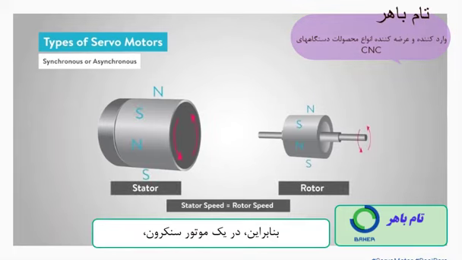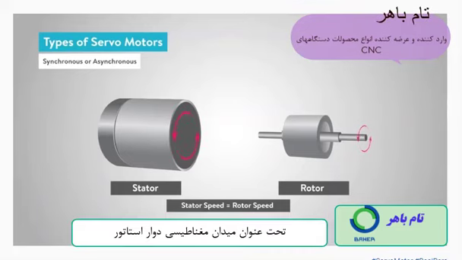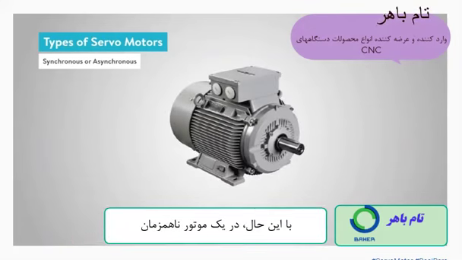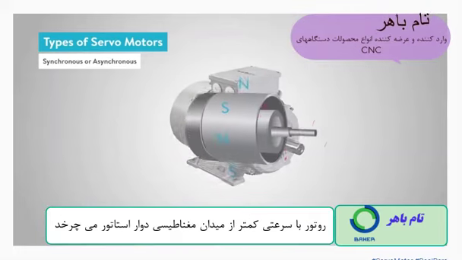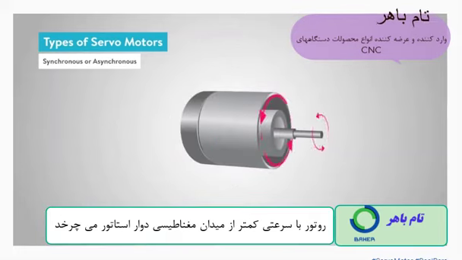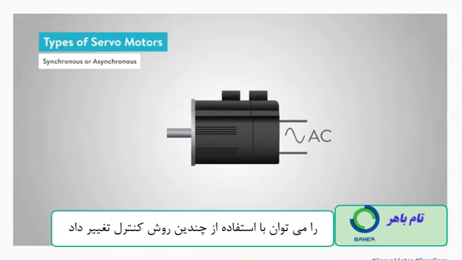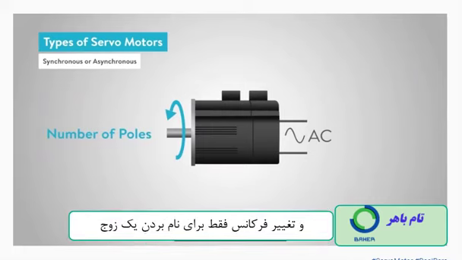Therefore, in a synchronous motor, the rotor rotates at the same speed as the stator's rotating magnetic field. However, in an asynchronous motor, normally referred to as an induction motor, the rotor rotates at a speed slower than the stator's rotating magnetic field. However, the speed of an asynchronous motor can be varied utilizing several control methods, such as changing the number of poles and changing the frequency, just to name a couple.